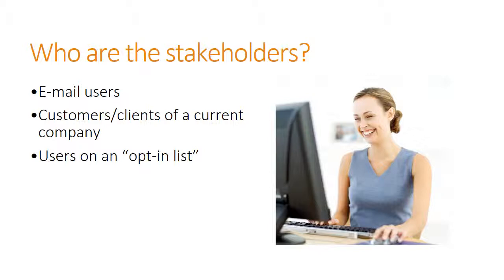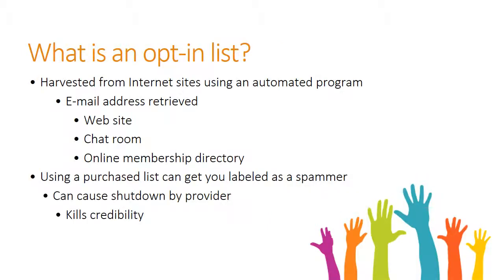So the stakeholders in this situation are email users, and they are the customers or clients of a current company, but also can be users on an opt-in list, which I'm just about to speak to you about. An opt-in list is a list that's harvested from internet sites using an automated program. This means that your email address can be retrieved from a website, a chat room, or an online membership directory that it may already be on. That also means that the person may not be aware or have consented to receiving your emails, but simply been harvested. So using a purchased list can get you labeled as a spammer, and eventually can cause a shutdown by a provider, which will kill your credibility. So it's a very risky thing to use and will often diminish the professionalism of the company that is using it.